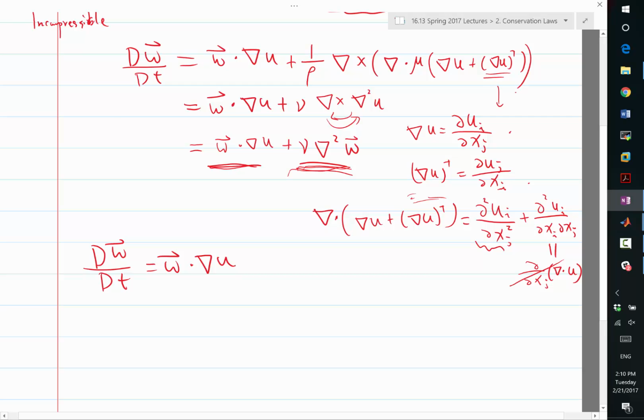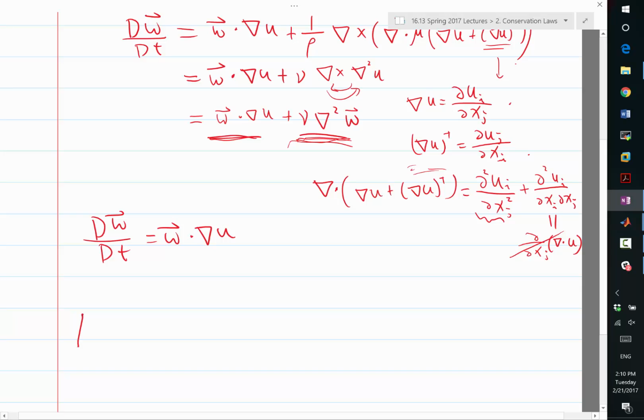Does anybody still remember what we did in the last lecture? We are looking at the evolution of a material line. I guess that means no. We analyzed the evolution of a material line. So we look at a line that sits in the flow field and how it evolves an infinitesimal time later. And the equation we derived is this.